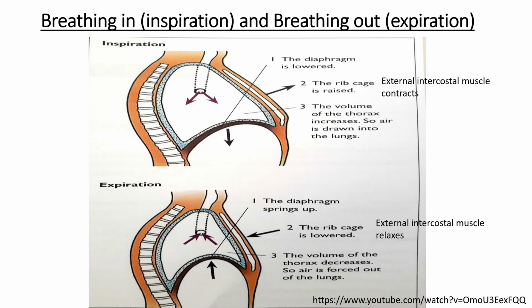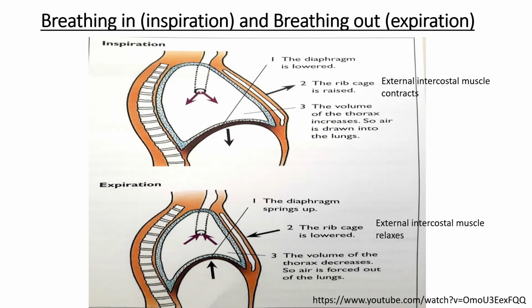Okay, the next one is breathing in, which is inspiration, and breathing out, expiration as we call it. So inspiration is basically where we breathe in, we inhale oxygen, and expiration is where we exhale. So the first features that you would see in inspiration again is that the diaphragm is lowered. You have to remember this, and the external intercostal muscle contracts. The rib cage is raised because you see your motion when you breathe, everything just lifts up, and then the volume of the thorax increases because they want more oxygen to come in, and so the air can be drawn from the lungs.